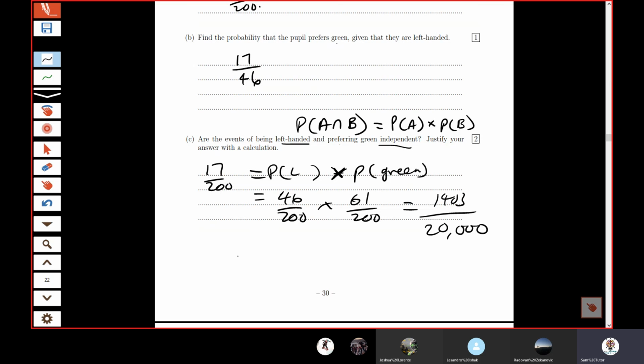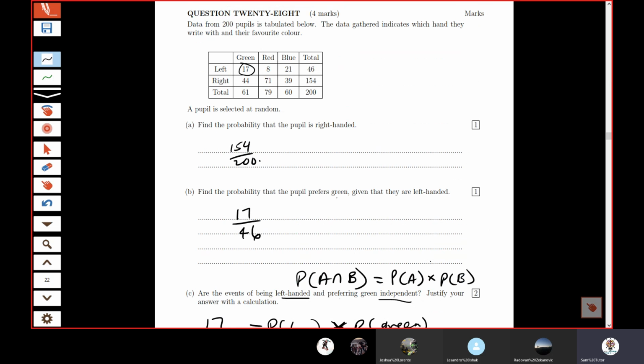So, no, they are actually dependent. They're not independent. So it's trying to say that those who are left-handed actually do prefer green. That's the idea. It's dependent on each other. So those who are left-handed probably prefer green more.